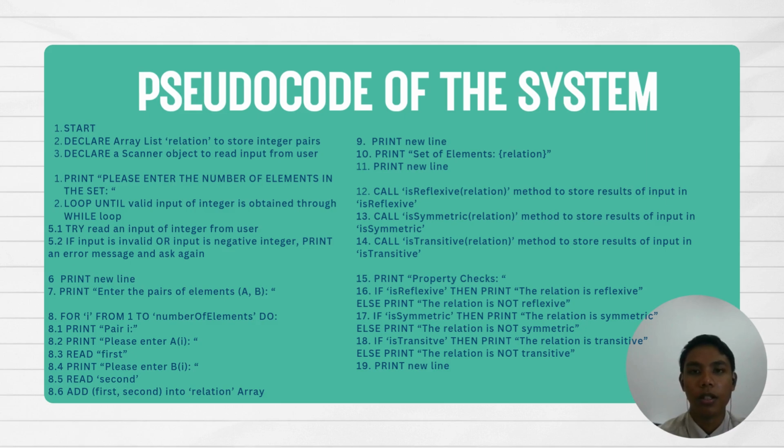Bismillahirrahmanirrahim. Assalamualaikum. So right now I want to proceed with the pseudocode of the system. So of course we want the program to start by asking the user to enter how many pairs of elements that they want to have using the scanner object.